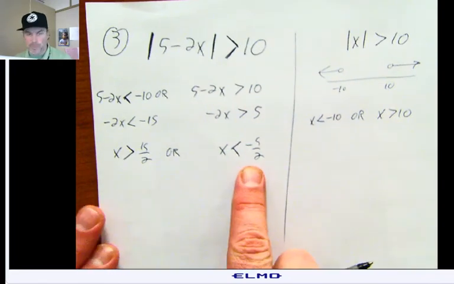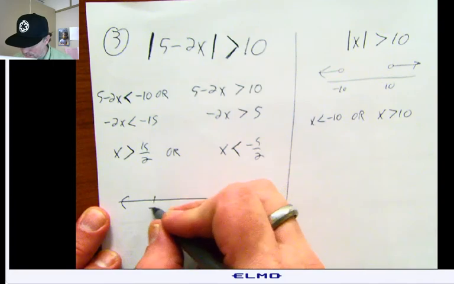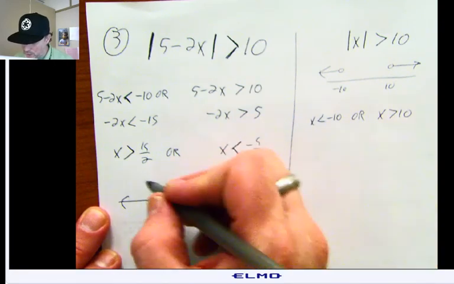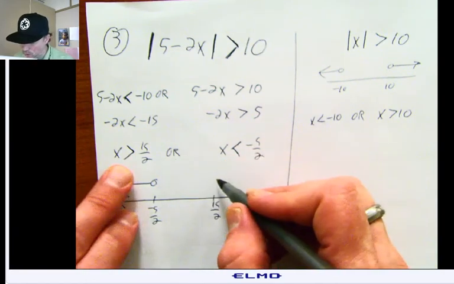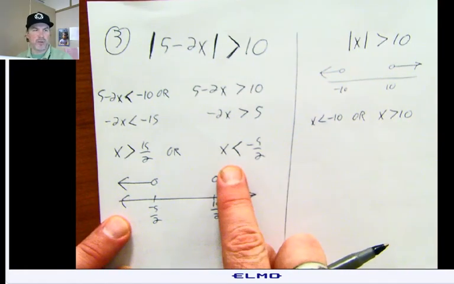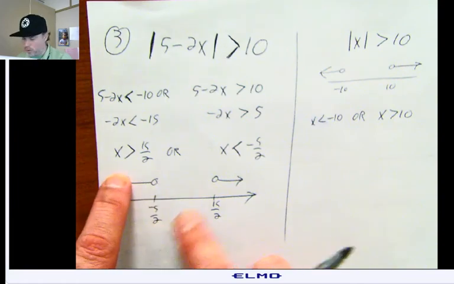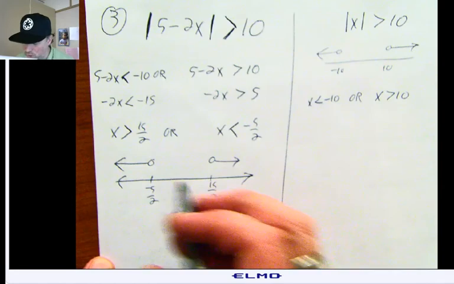So this is my or. Next step is to graph it. I have my negative 5 halves. I have my 15 halves. So X is either less than negative 5 halves or it's greater than 15 halves. That's exactly what I expect my or statements to look like.